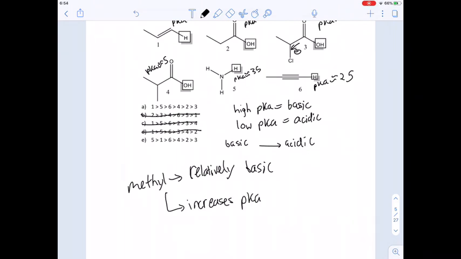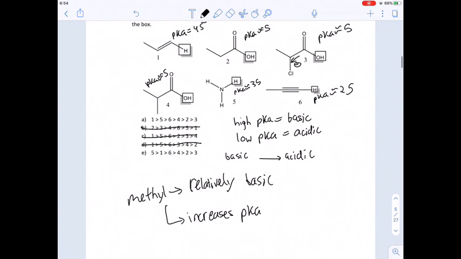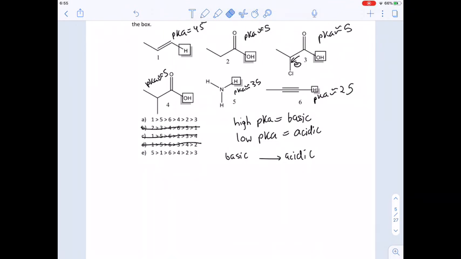So when you add a basic substituent to your carboxylic acid, you're actually going to increase the pKa. Increases pKa. So between 2 and 4, the only difference is that addition of the methyl. So that means 4's pKa is actually going to be higher than 2's. So the answer choice that you're looking for should have 3, 2, and then 4. Both A and E have that, so we're not able to eliminate anything yet.